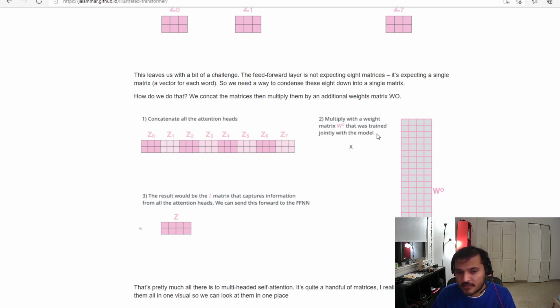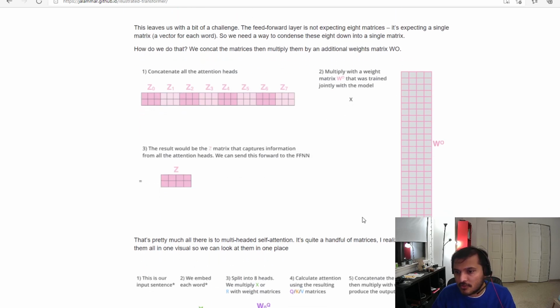Finally, what you do is you concatenate all the results from the attention heads, and then you multiply it by a matrix. That's it. So you multiply with a weight matrix. You remember there was a fully connected layer in each encoder stack, and I get a single Z out. That's all. Get multiple Z's, concatenate them, multiply by a matrix, and get a single Z out.